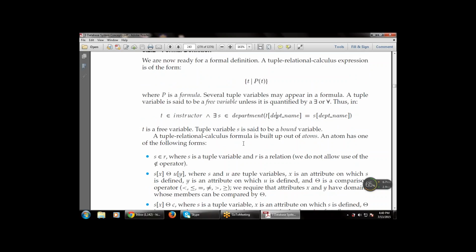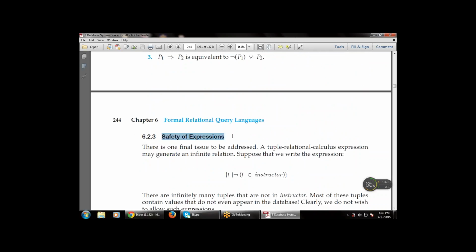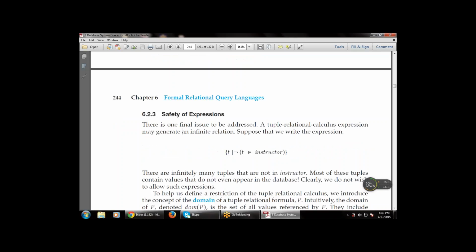A tuple relational calculus formula is built up out of atoms. An atom has one of the following forms. So what is the form of the atom? That is one of the following forms that are available. Now, what is the safety of the expression? That is, how do you ensure safety for the expressions?